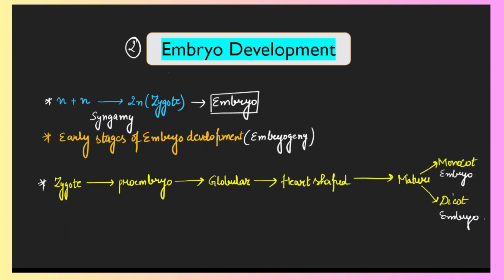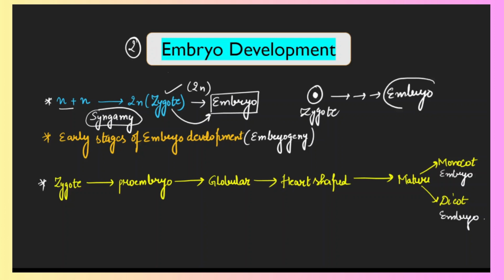We know that in double fertilization, by the process of syngamy, the zygote will form. The ploidy of the zygote is 2n, diploid in nature. Now that zygote will develop and form the embryo. This is the zygote, and multiple divisions occur and they will form the embryo. Now we are going to discuss the different stages of the development of the embryo.